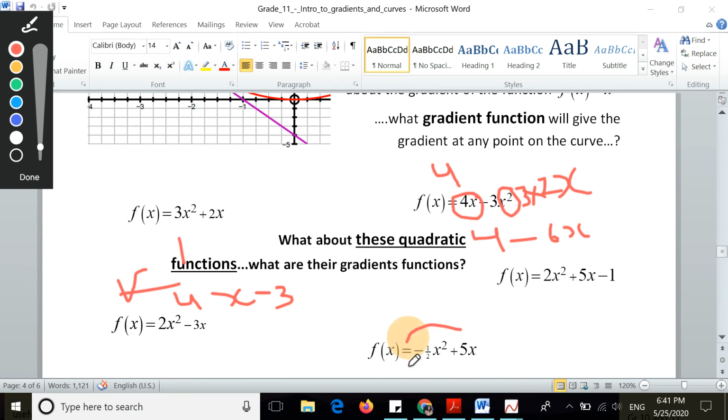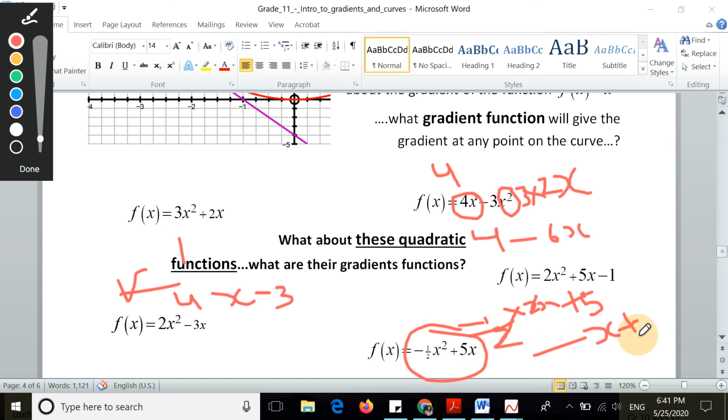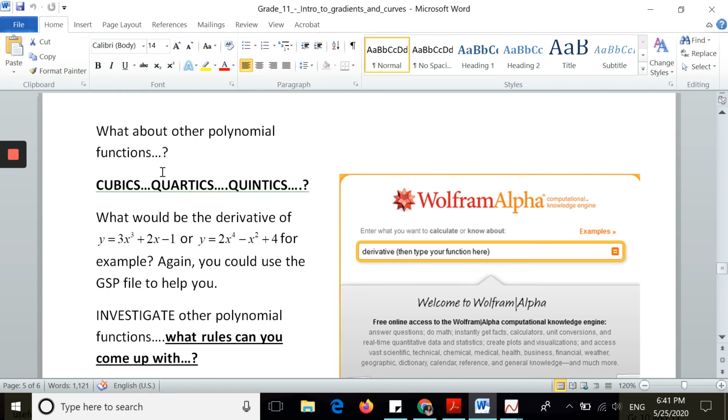And for this one, this is going to be minus half multiplied by 2x, plus 5, and then the 2 and 2 get cancelled. So this will become minus x plus 5. So that is your gradient. Okay.